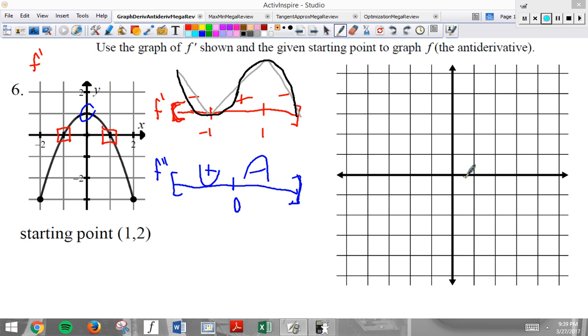Starting point 1, 2. Graph that point first. What's happening at 1? Oh, it's a maximum. So I know it had to look like this. Concave down, decreasing. Inflection. Concave up, increasing.